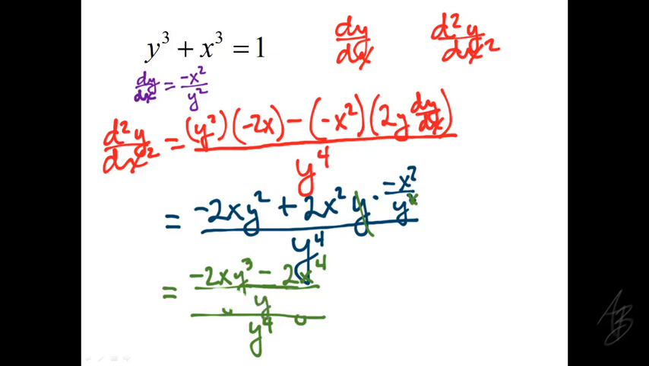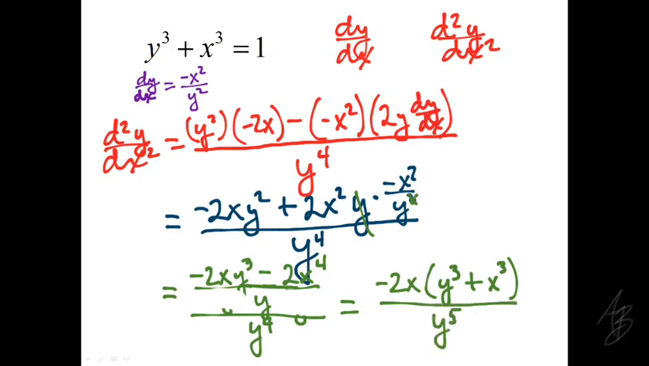And this is getting a little bit sloppy here, so let's simplify. And at the same time, I'm going to factor out a negative 2x in the numerator. So up top we get negative 2x times y to the third plus x to the third, all over y to the fifth.